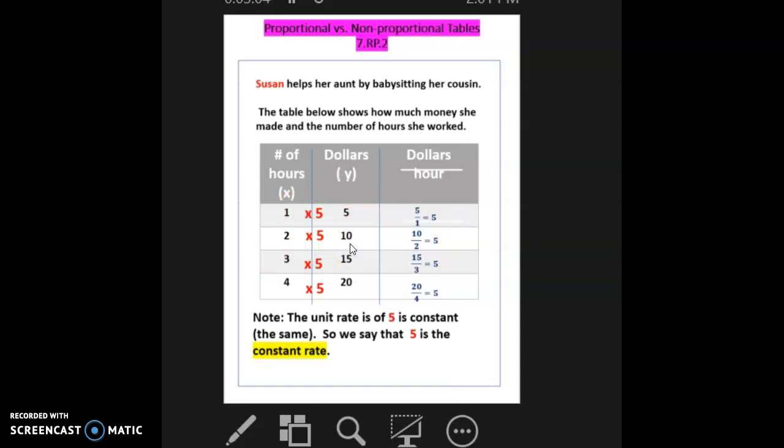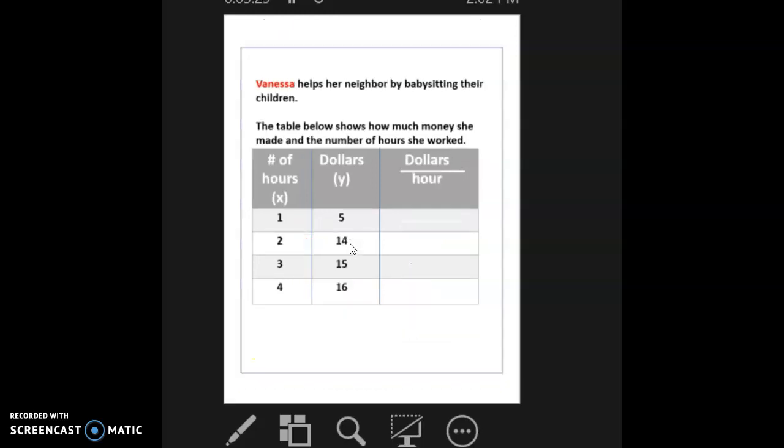Note that the unit rate of 5 is constant, meaning the same. So we say that 5 is the constant rate. Constant means it's the same for each row. So keep that in mind. Susan's unit rate is constant.